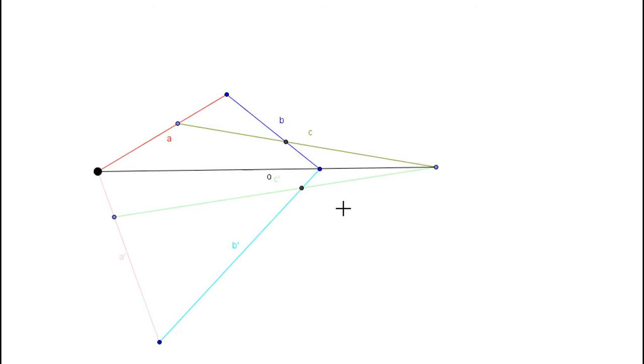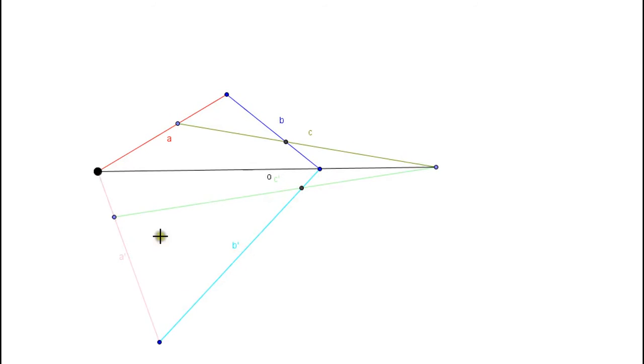Now, we're going to assume that we have two triangles which are perspective to this line. One of the triangles has sides A, B, C, shown by the red, blue, and dark green lines. So that would be this region up here. And then the other triangle has sides A dash, B dash, C dash, and is therefore this lower region.